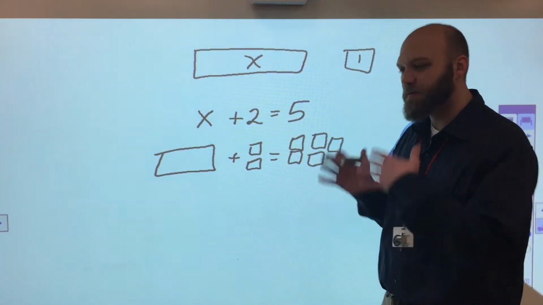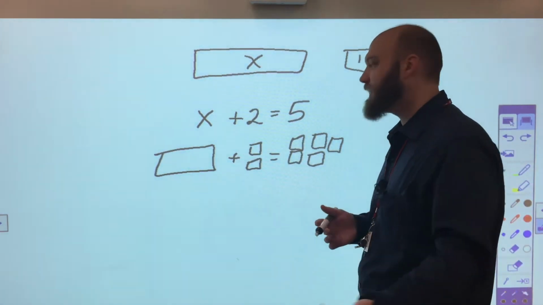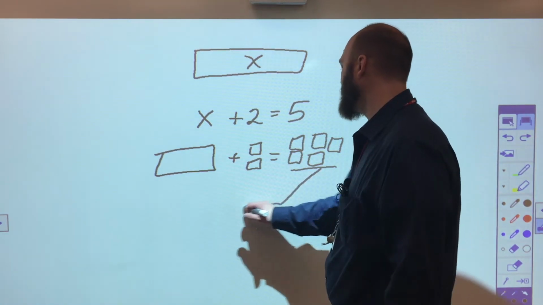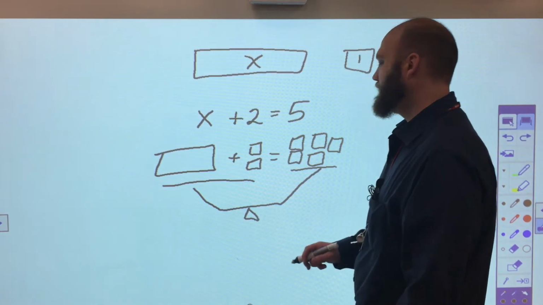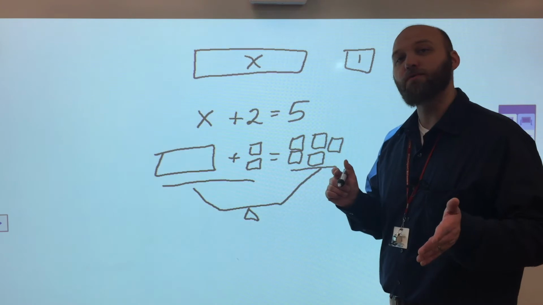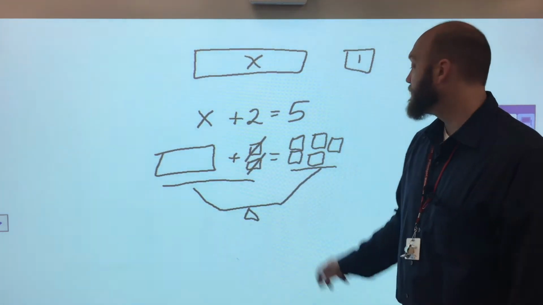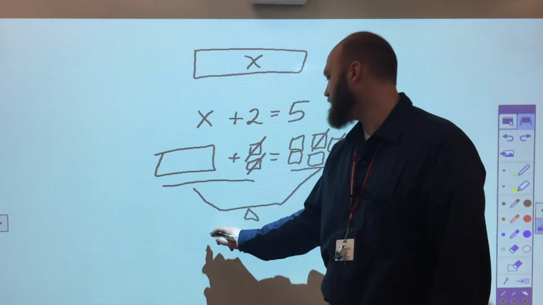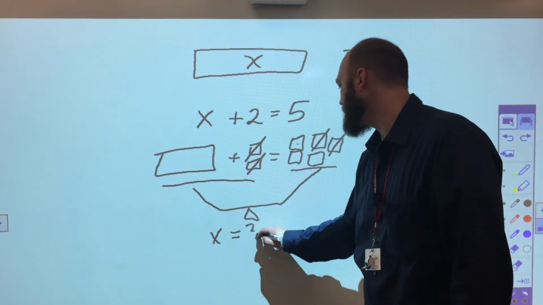Now, why would I do this? Because, again, our visual learners, we like to see these models, and now I can manipulate them to solve for x. So if I was looking at this as a scale, an equal sign being my little balance point here, I can take something off of both sides. I'm going to erase this one and this one, which means I can also take away this one and this one. Now, what am I left with on this side? I'm left with x. And on this side, I'm left with 1, 2, 3. x equals 3.